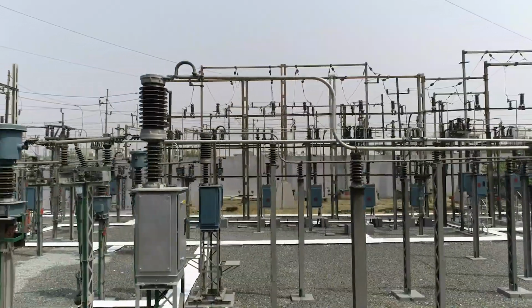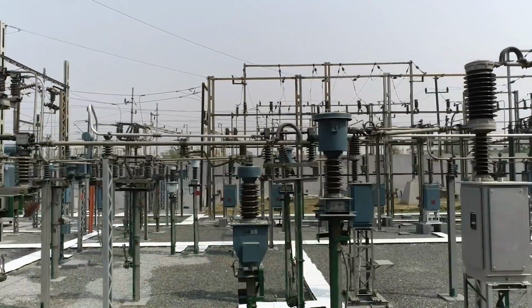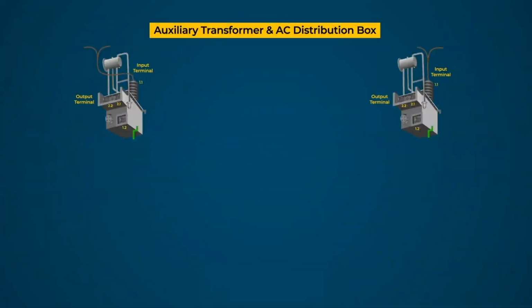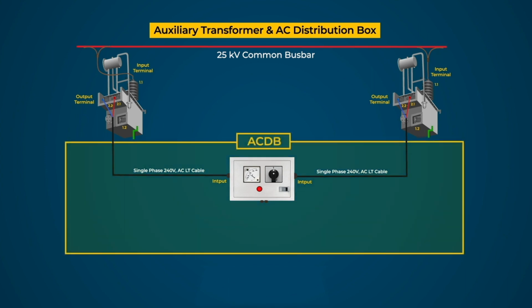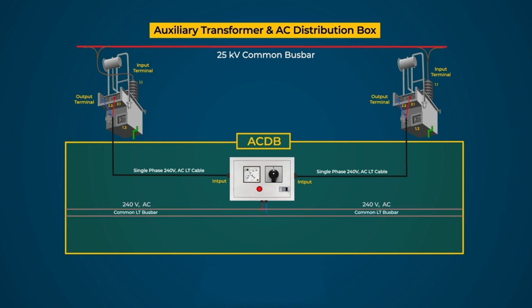Power supply for all electrical loads of the substation is supplied by two single-phase auxiliary transformers connected to both ends of the 25 kV common bus bar. The outputs of the auxiliary transformers are connected with double-pole switch fuse units of appropriate rating to the ACDB in such a manner that only one supply is fed to the ACDB busbar through a changeover switch.